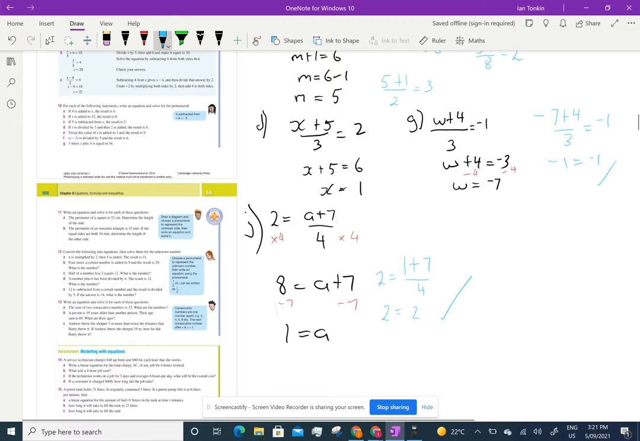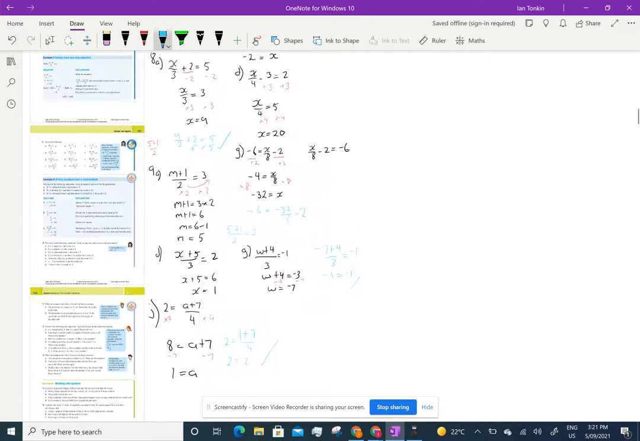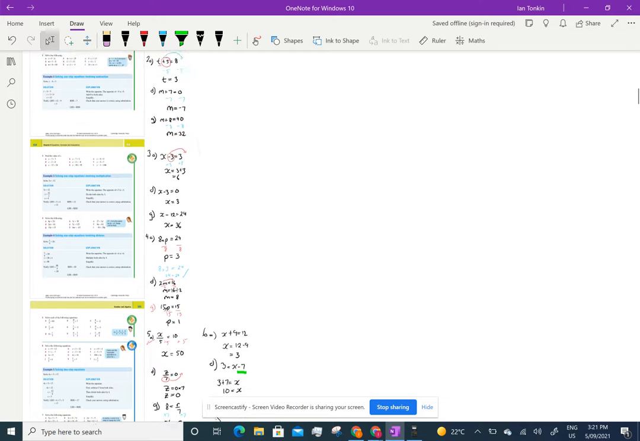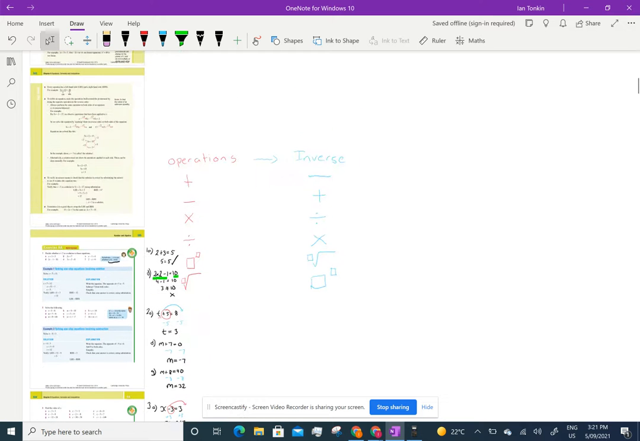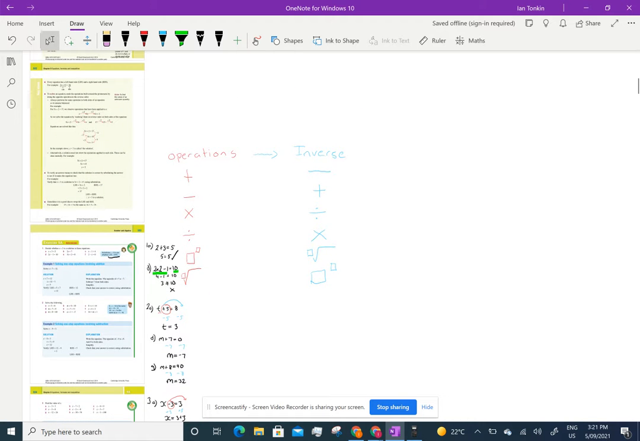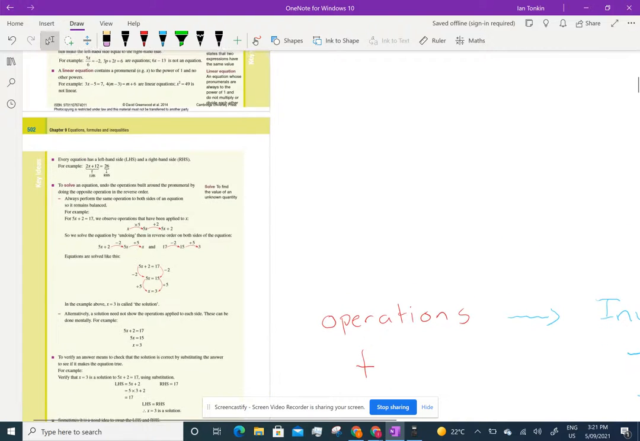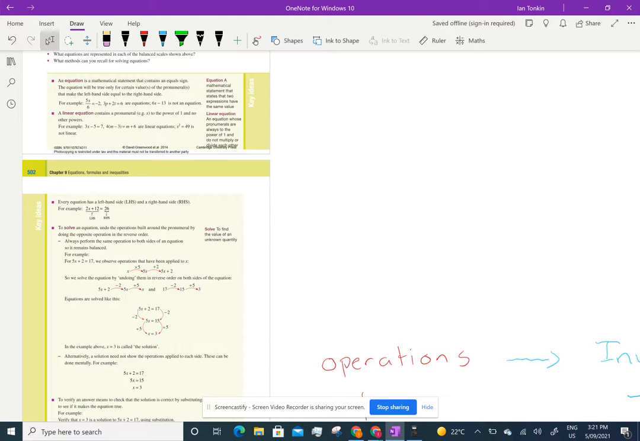So hopefully you're okay with them. If you want to do a few more, just choose a column, do a couple of random ones. Please remember that to solve an equation, you must do the inverse operation in the reverse order. All right? You do the inverse operation in the reverse order. Good luck with that.